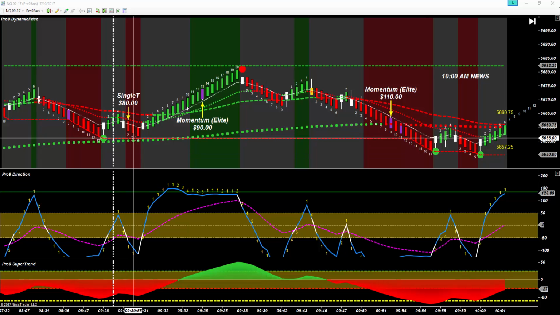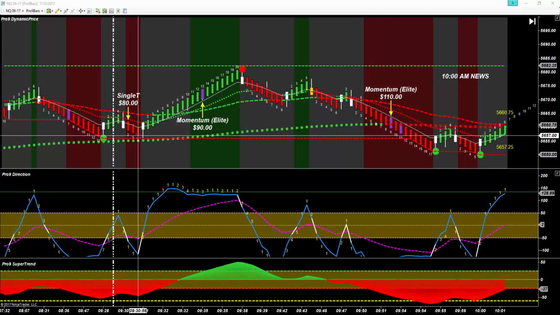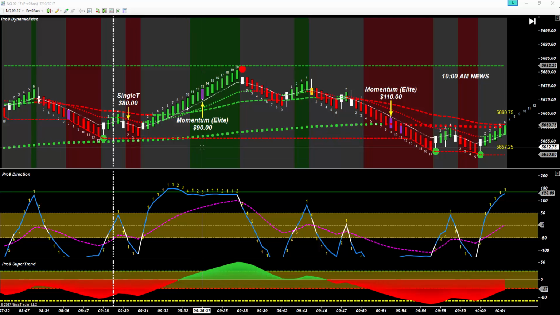Plenty of space before we hit the low of the day. Qualifies on the first color bar, and this one just hits profit target with the runner getting stopped out at break even. Next, we have a momentum long.